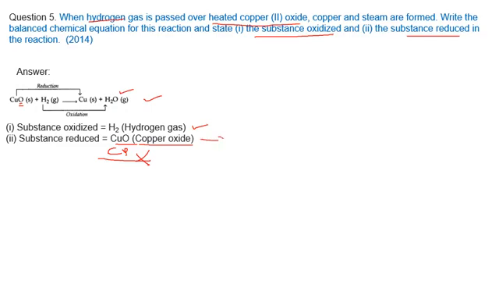After the reduction, you get copper. But when you have to write what is reduced, you have to write copper oxide. Write the name of the compound. Okay, write the name of the compound.